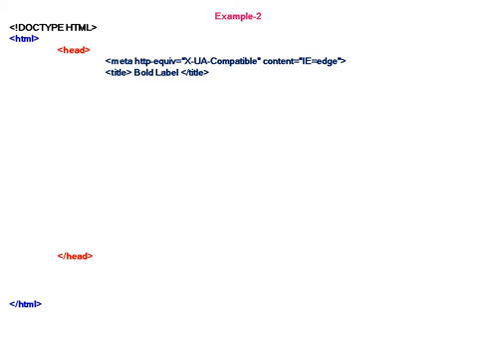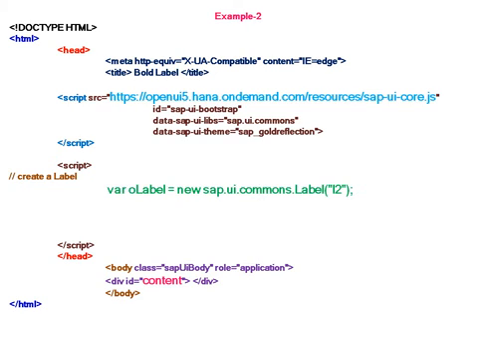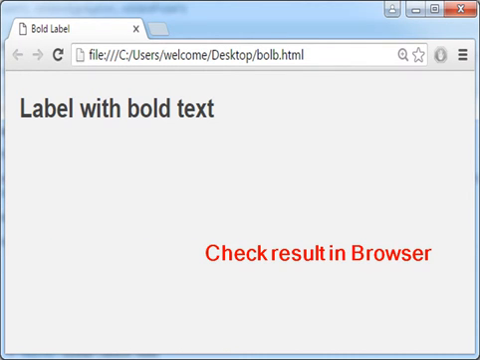In the second example, we create a bold label. The theme is gold reflection. We create a new label with text "label with bold text", and the design for the label is set to sap.ui.commons.LabelDesign.Bold, which makes the text bold, and the label is placed in the DOM element. So if you check the result in the browser, the text is in bold.